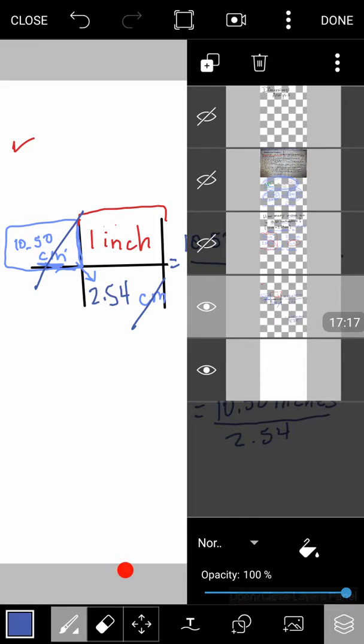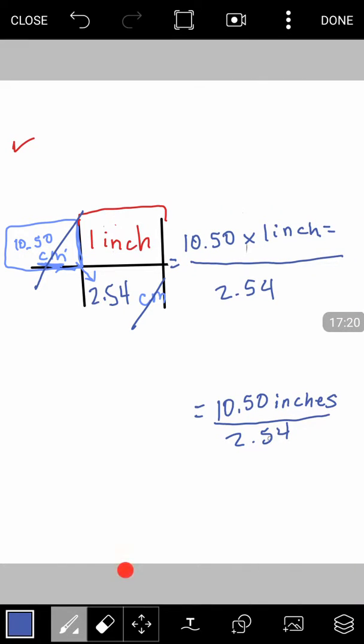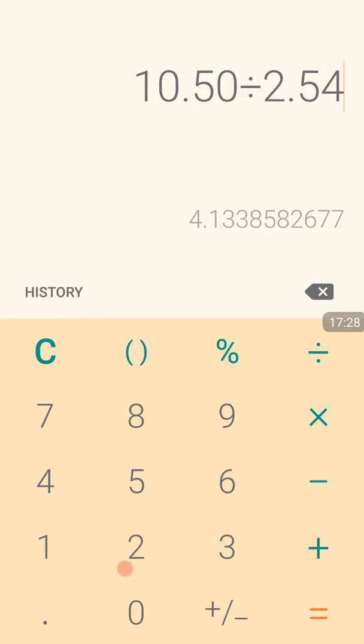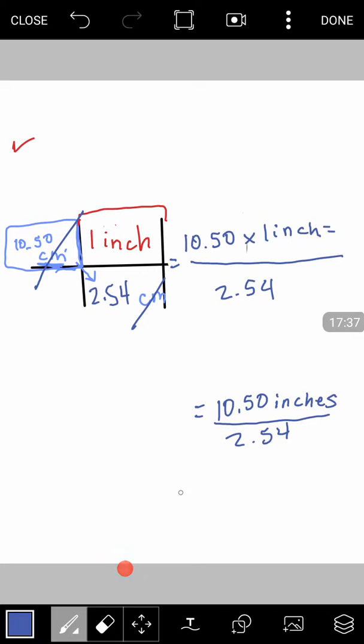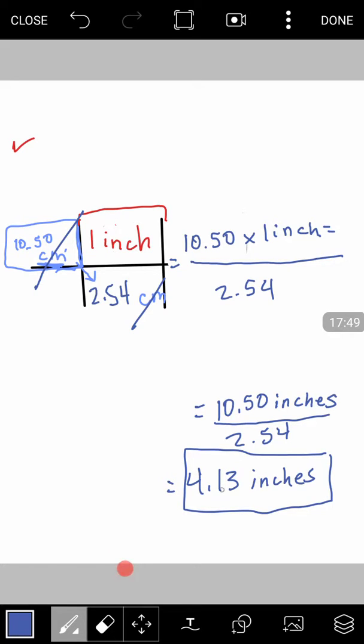So we come back here. We have 10.50 divided by 2.54. 10.50 inches divided by 2.54. If you go to a calculator app, 10.50 divided by 2.54 is approximately 4.13. So 4.13 is the result you get. We have inches still there. So that means the answer: there are 4.13 inches inside of 10.50 inches. And that's how you use dimensional analysis.